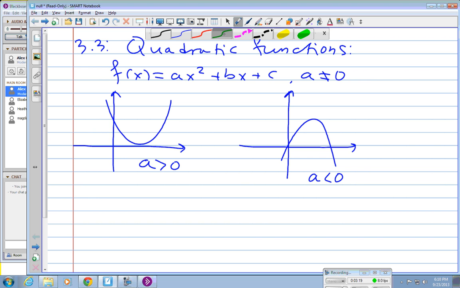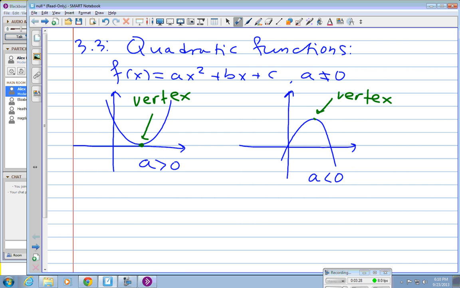Now this point on the parabola, we call that point a vertex. This is a vertex of a parabola. And just by looking at the graph, if you look at the first graph, does this function have a maximum point or the minimum point? Minimum. You agree with that? Just by the way it looks. And the opposite is for the other one. It'll have a maximum point.